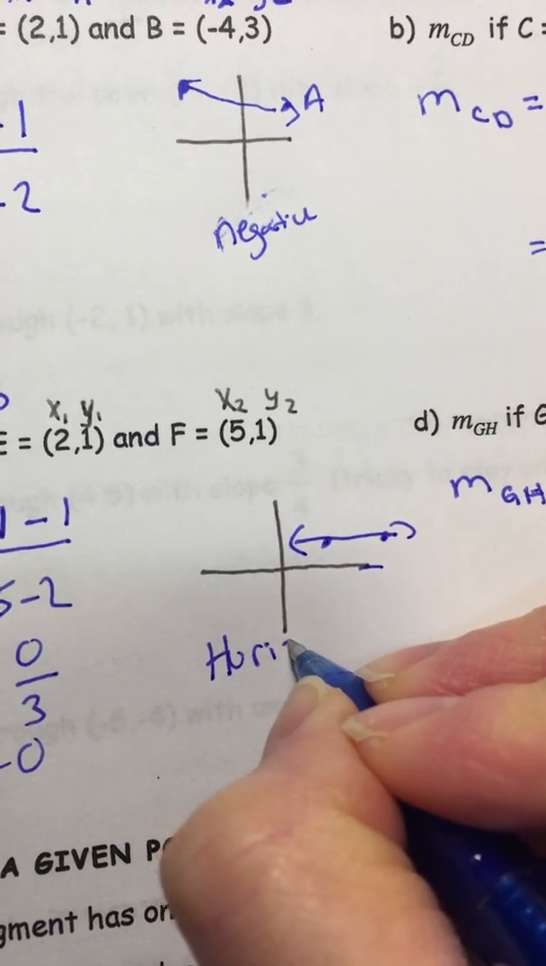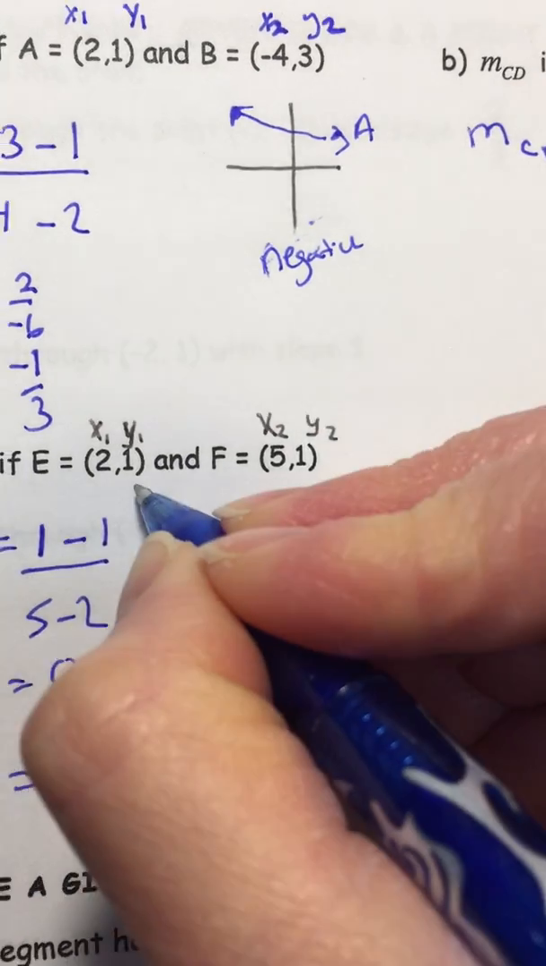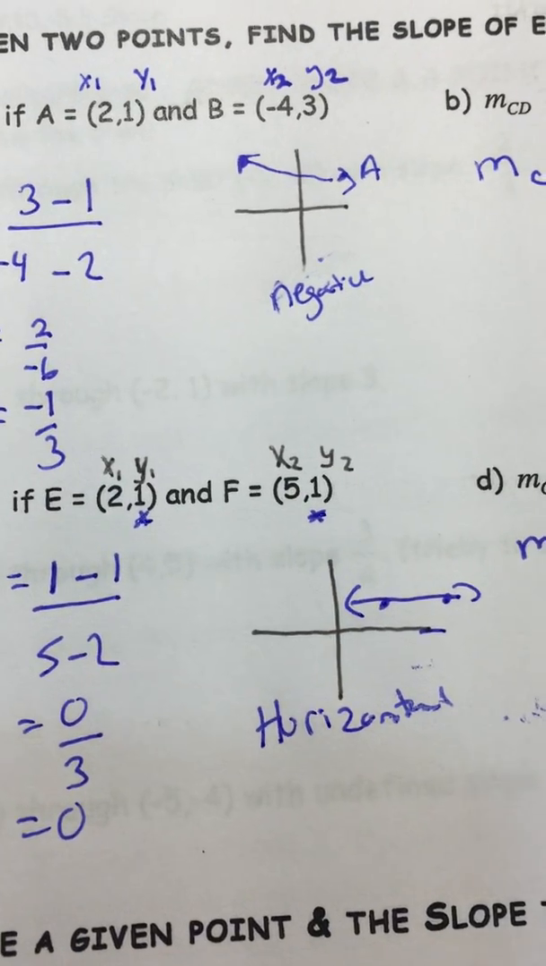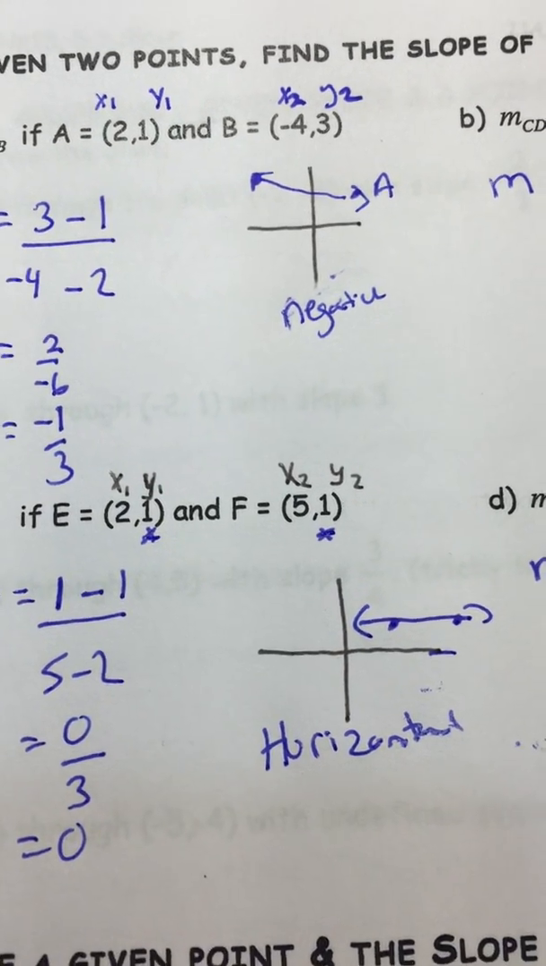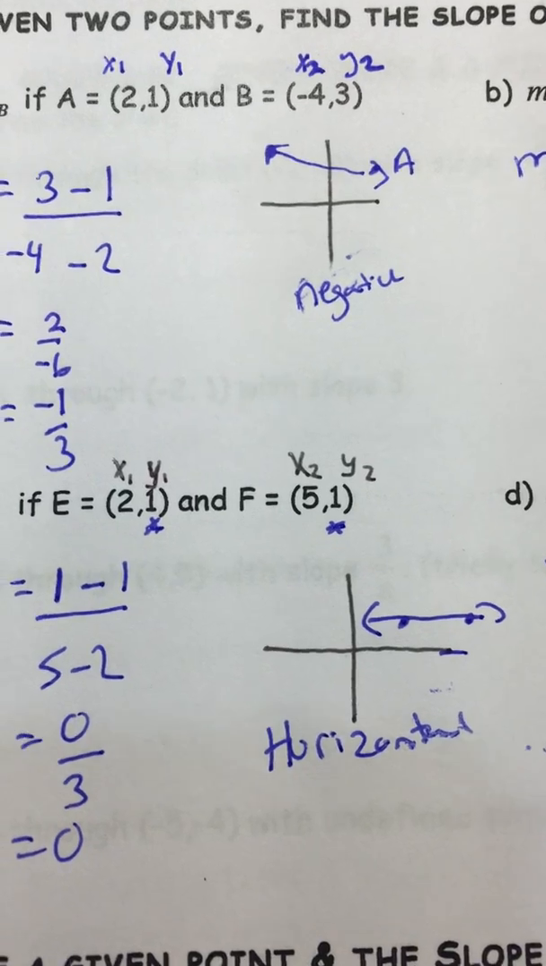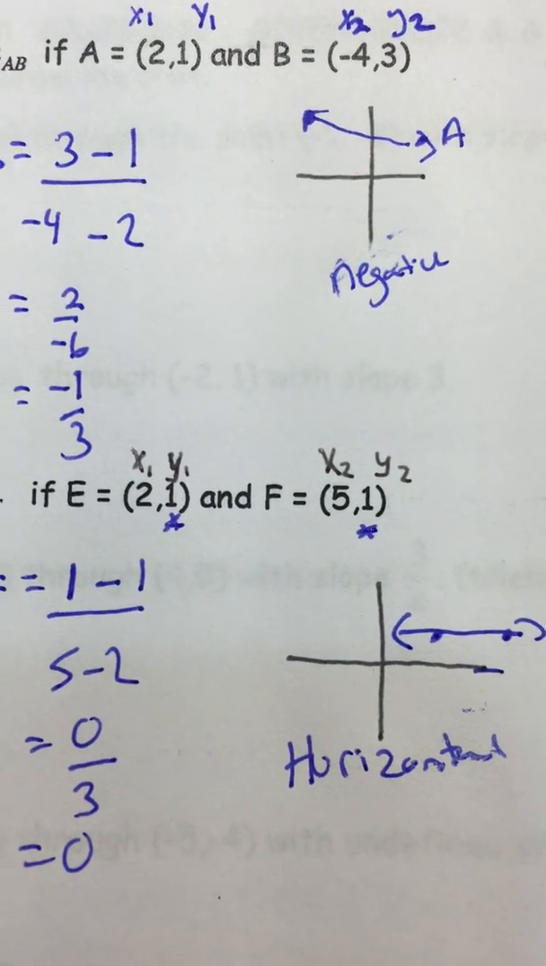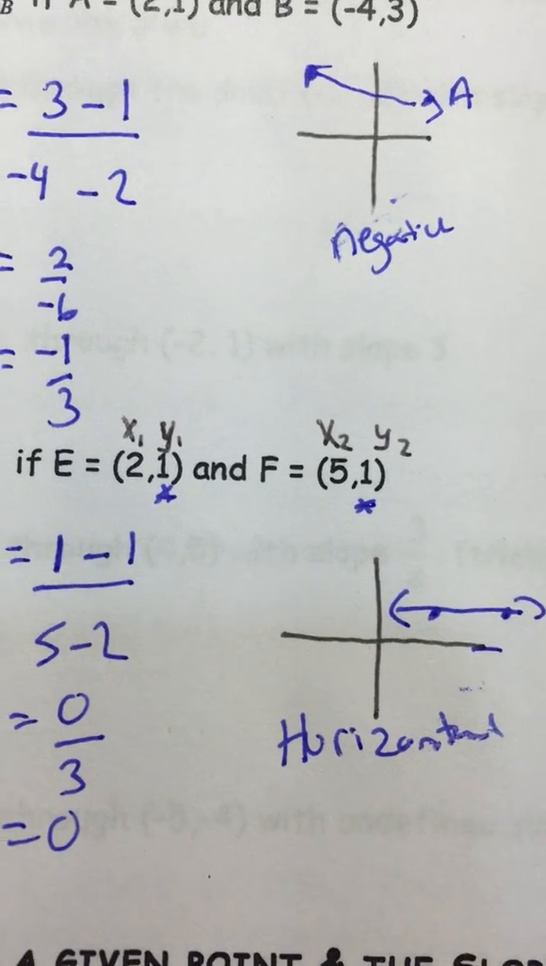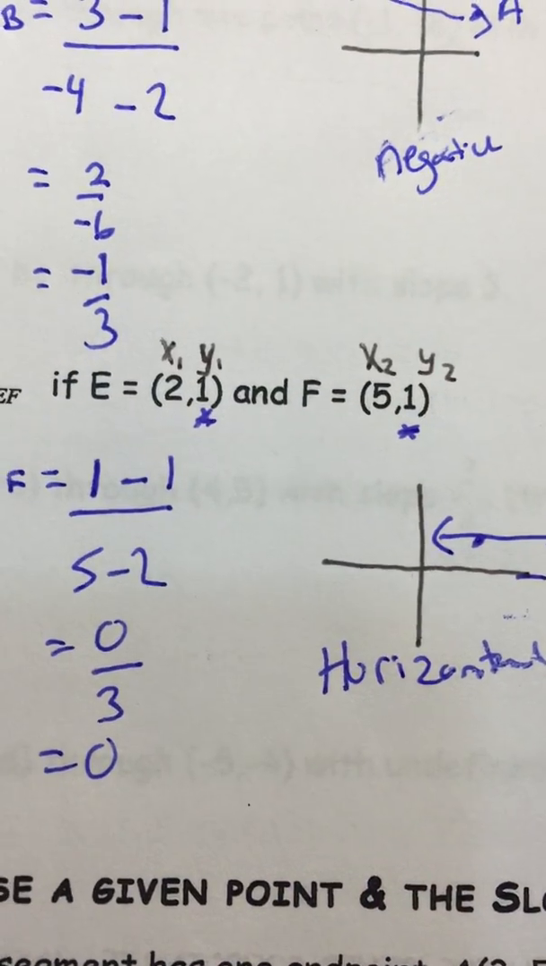If you had noticed that the y's were the exact same at the beginning, you would have recognized, hey, both those points are the same height. They're both at a height of 1, and so it's going to be a horizontal line, and I know that slope is 0. If you don't notice it, you calculate and you'll figure it out.